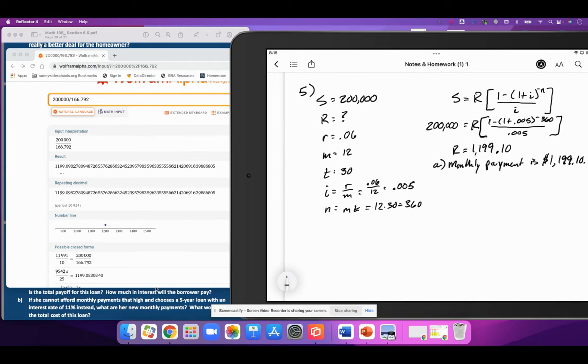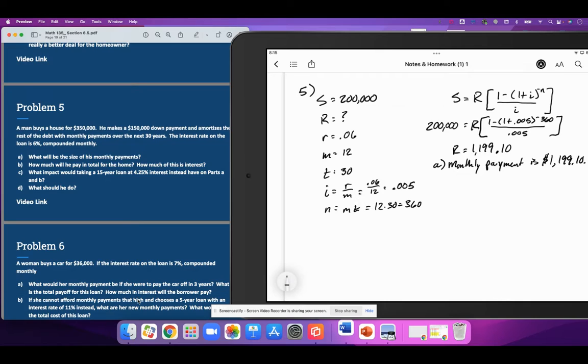So we are always asking ourselves, in terms of loans, how much is this going to really cost me? What's the total payoff amount? And how much is going to be paid in interest? And so that's the questions for part B. So total payoff is the amount.